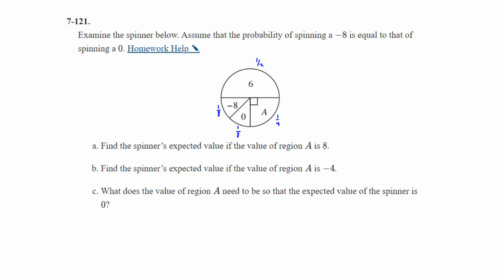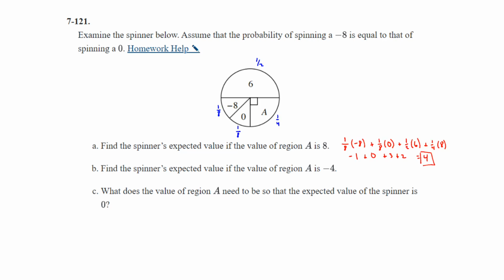Part A, find the spinner's expected value if the value of region A is 8. So remember, to find the expected value, we're going to take the probability values, so 1/8 times the value of that region, plus 1/8 times the value of that one, which is 0, so that will just cancel out, but that's okay, plus 1/2 times 6, and then if region A is 8, then that would be 1/4 times 8. So that looks like -1 plus 0 plus 3 plus 2. So we get an expected value of 4.